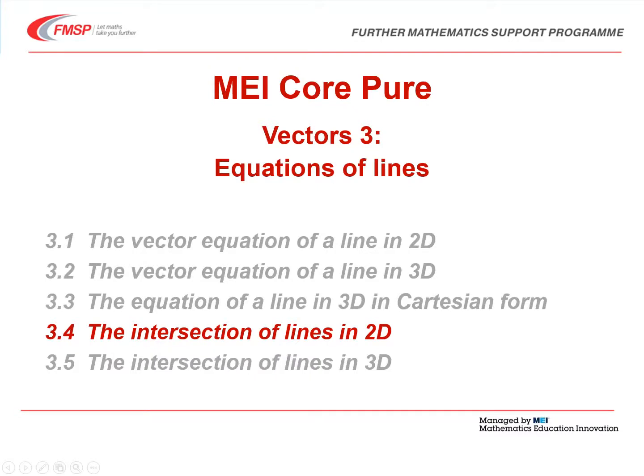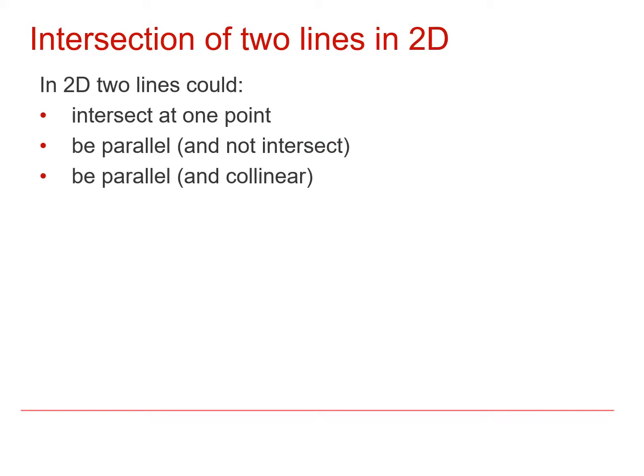This is a video for MEI Core Pure Mathematics, Vectors 3, Equations of Lines, 3.4, the intersection of lines in 2 dimensions. In 2 dimensions, there are only 3 things that can happen.